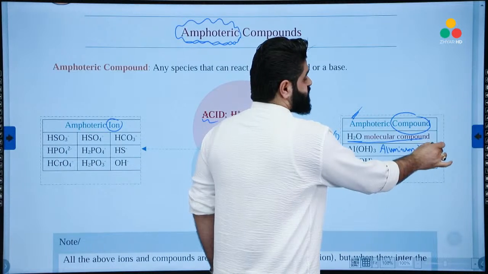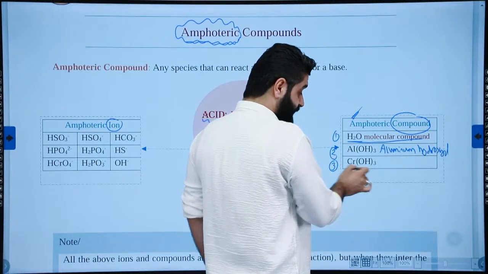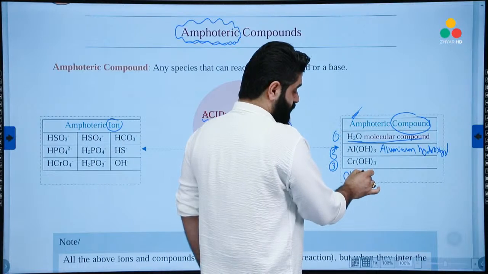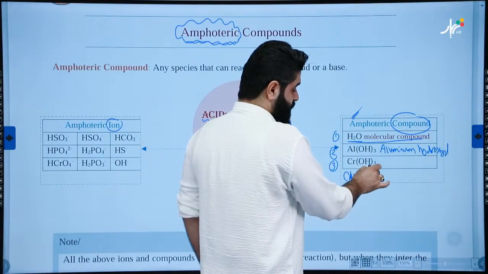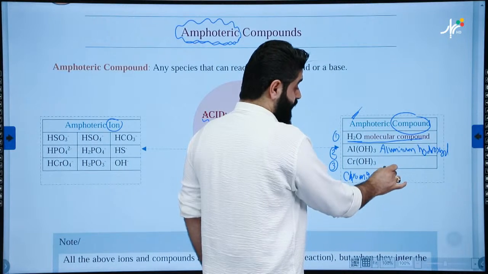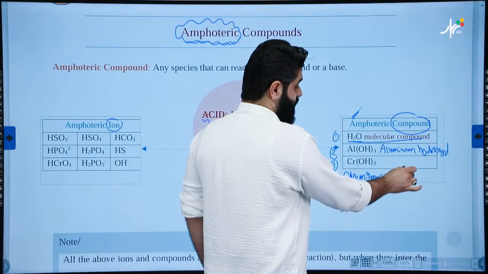and this one, write this name: chromium(III) hydroxide.